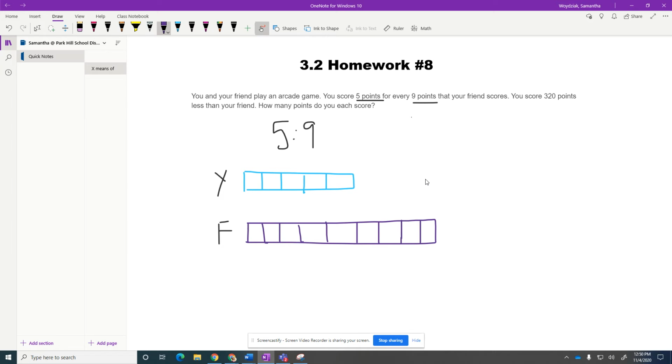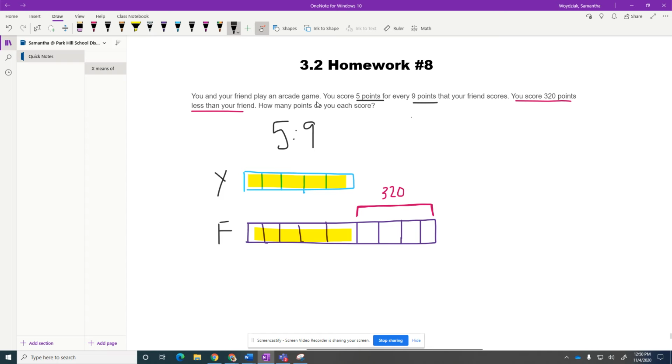Now here's the part we really need to make sure we're paying attention to. What we can see is that you score 320 points less than your friend. So this lines up right here, if you can see my cursor. And so what this means is this area right here represents 320 points, right? Because you're equal up to here, but then you score 320 points less than your friend, so that means they have 320 points more than you.